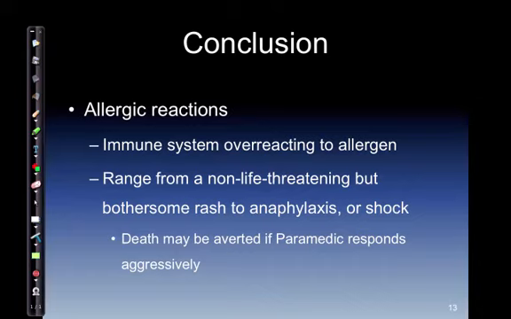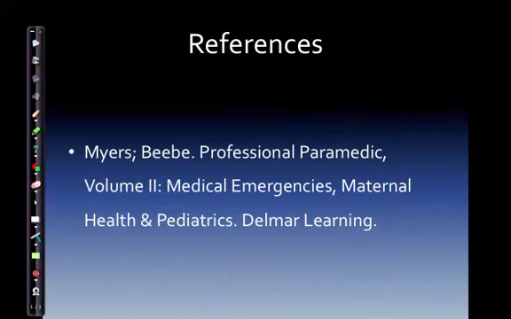In conclusion, allergic reactions are an example of the immune system overacting to an allergen, whether it's food, a smell, contact with another substance. It can range from non-life-threatening, a bothersome rash, to full-blown anaphylaxis or shock. Death may be averted if the paramedic responds aggressively to any type of severe allergic reaction.